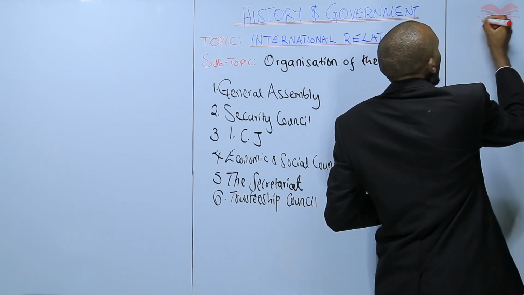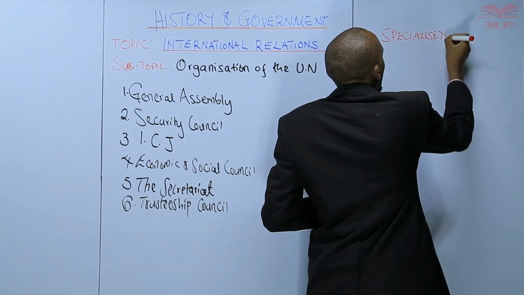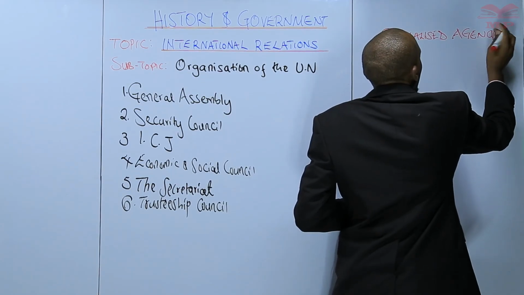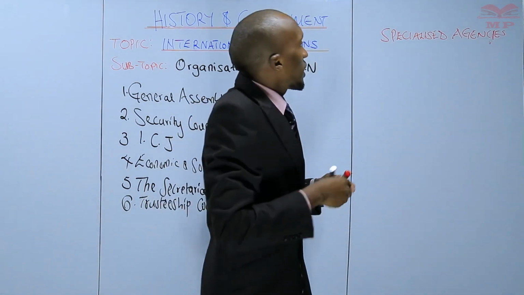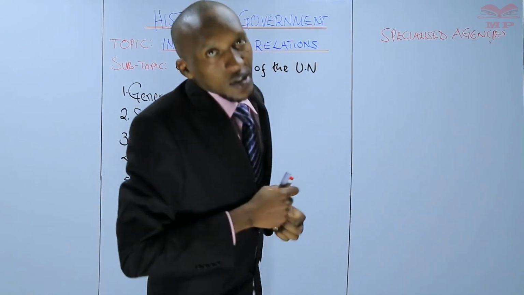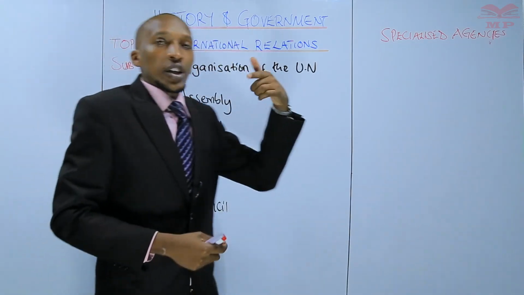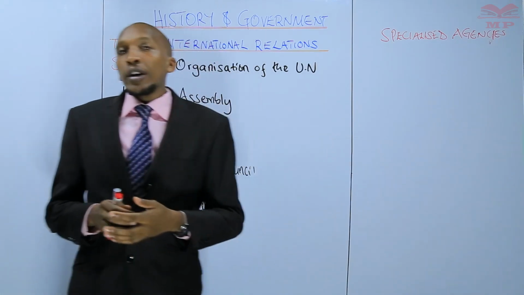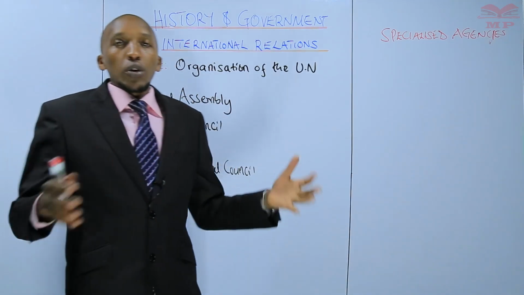The specialized agencies of the United Nations. So these are agencies that are given special mandates. They are given specific duties to act on behalf of the United Nations. So there are so many of them, and we are just going to mention them and look at the places where they operate from, and also some of their duties.